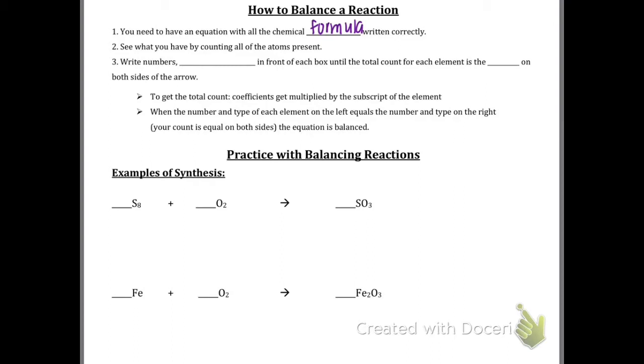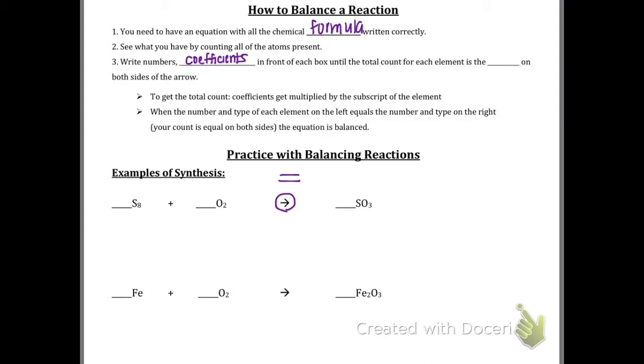See what you have by counting all of your atoms present. So the counting practice that we did earlier is going to come in handy. Now, you're going to use numbers called coefficients to balance the equations so that the total is the same on both sides. Okay, I'm going to do one example and then have you do the next example. Every time you see an arrow here, you want to think of it like an equal sign. Whatever is on the left needs to equal whatever is on the right.